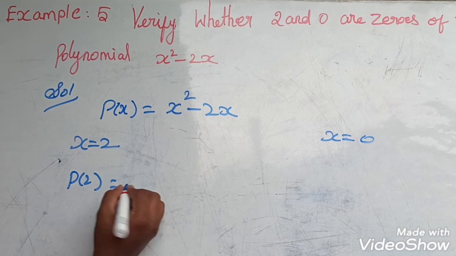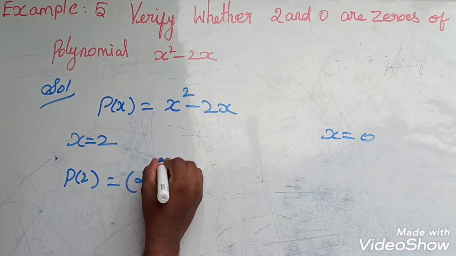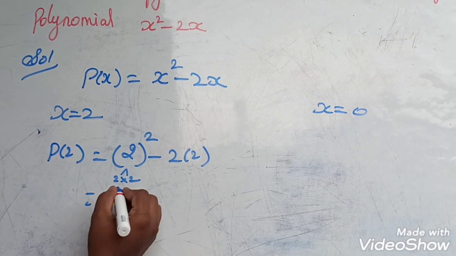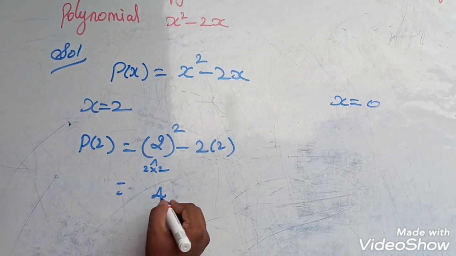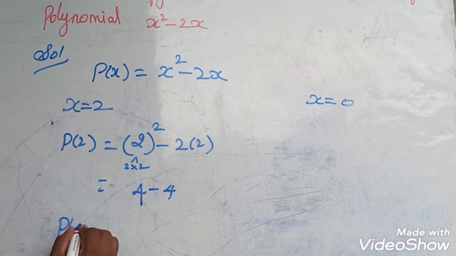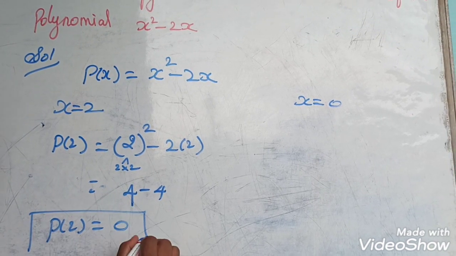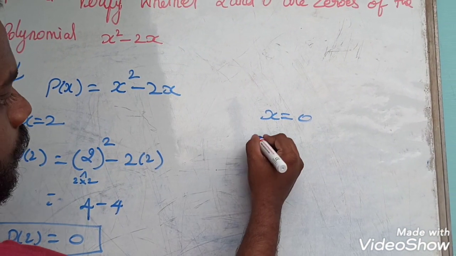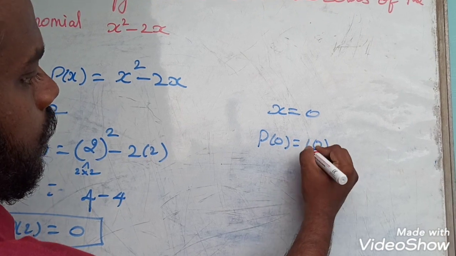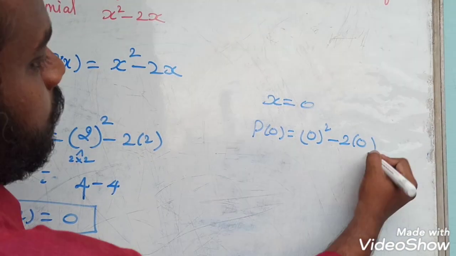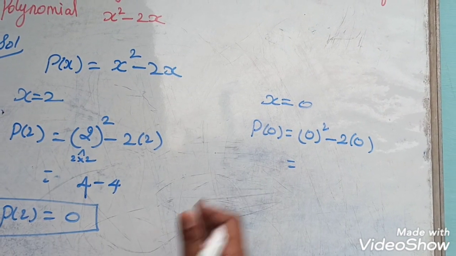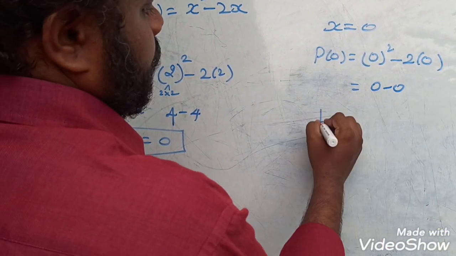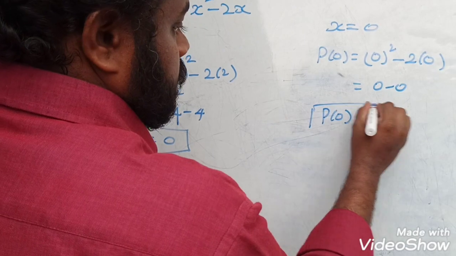So p of 2 is equal to 2 square minus 2 into 2. In the rough work I write 2 square as 2 into 2, so it becomes 4. 4 minus 4. So p of 2 is equal to 0. Already we verified 2 is a zero of the polynomial. Next we move on to p of 0. 0 whole square minus 2 into 0. If we multiply any number with 0, we get 0. Subtracting, p of 0 is also equal to 0.